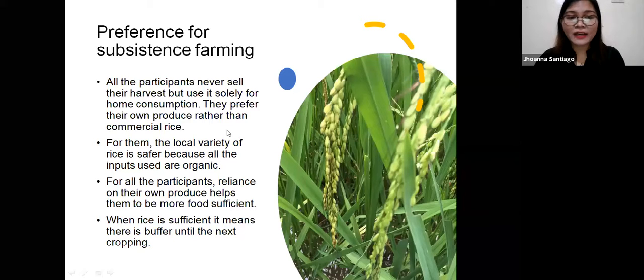in Chaya, all produce is used solely for home consumption, and they don't buy commercial rice because they think it's safer and more nutritious, since all inputs used are organic. This subsistence farming helps them to be more food sufficient, and they could have a buffer until the next cropping.